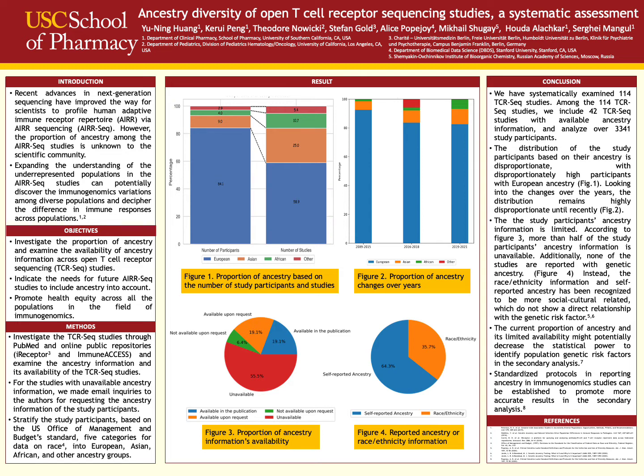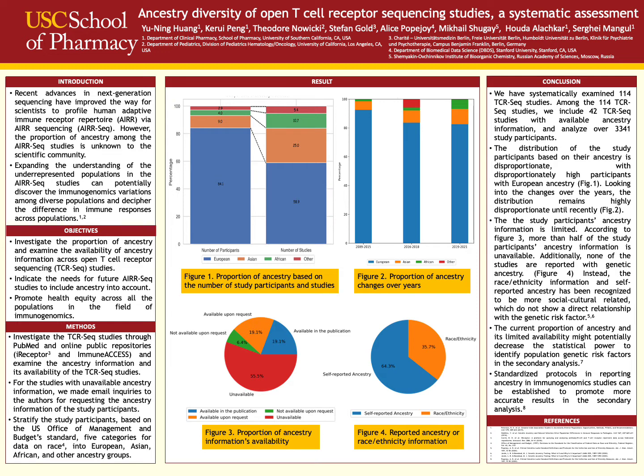In our study, we examined the proportion of ancestry and the availability of ancestry information in the field of T-cell receptor sequencing studies to initially estimate the proportion of ancestry. We examined 114 T-cell receptor sequencing studies on PubMed and the online public repositories, iReceptor and Immune Access. For the studies without ancestry information, we made email inquiries to the authors to request it. We eventually included 42 studies with available ancestry information and analyzed the ancestry information over 3,341 study participants.